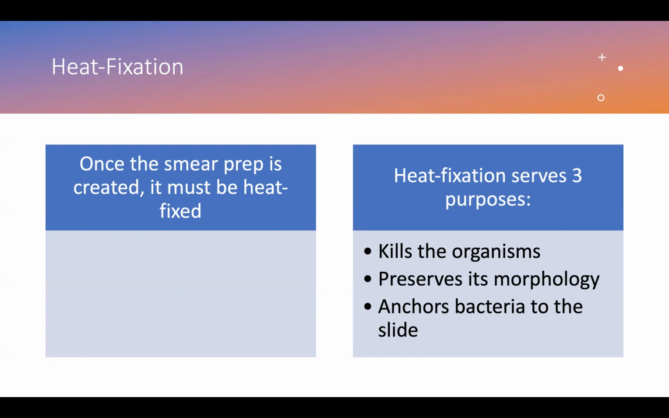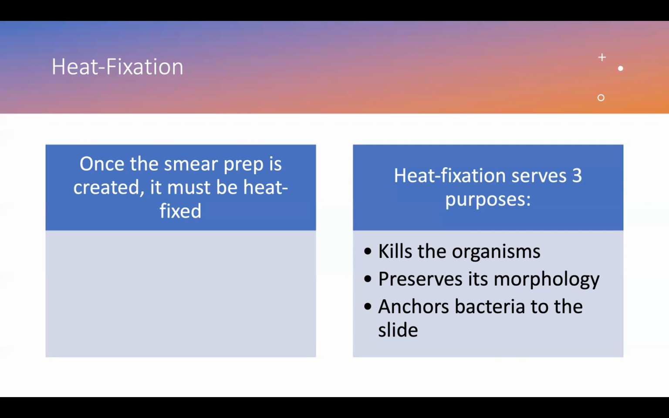Heat fixation serves three purposes. One, it kills the organism. We don't want our organism moving all over the place if it's motile, and we'll talk about some of those properties in just a moment. Some bacteria can be motile. We want to make sure that we keep that bacteria in one place on our slide. Heat fixation also allows us to preserve the morphology of the bacteria, which is one of the things we're probably interested in if we're staining. We want to observe this bacteria in its natural existence. So we want to see morphology and the arrangement. Basically, we are using this heat to anchor this bacteria in one place on this slide.